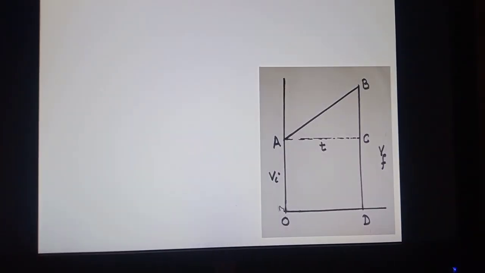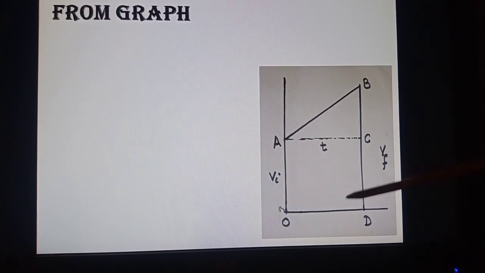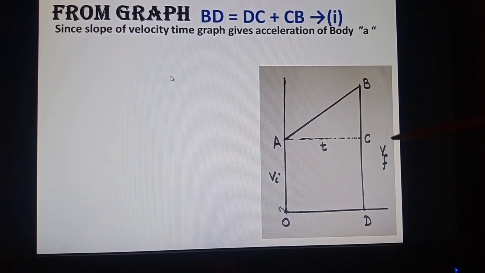For this purpose, we consider the velocity-time graph, in which the time is represented along the x-axis or horizontal axis and velocity is represented along the y-axis or vertical axis. Students, look at the graph. From the graph, it is clear that the distance DB is equal to the distance DC plus CB.